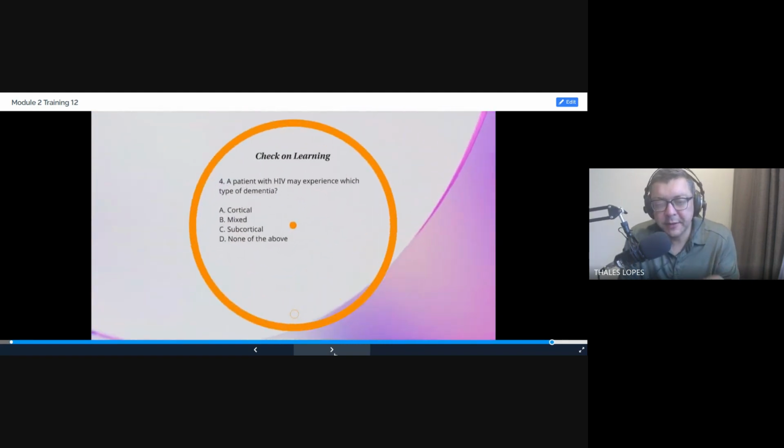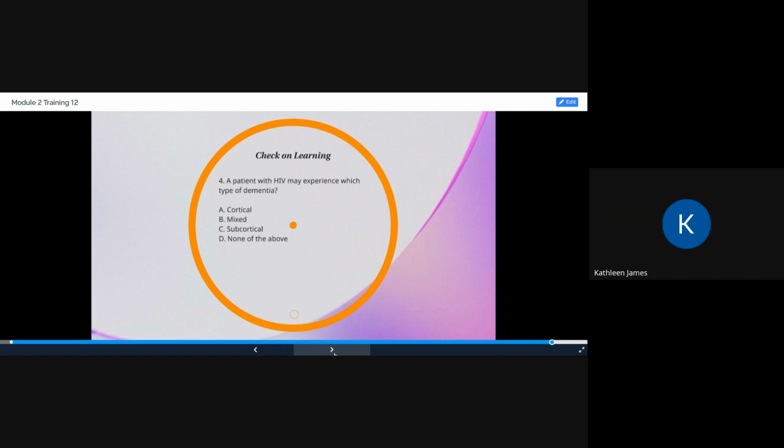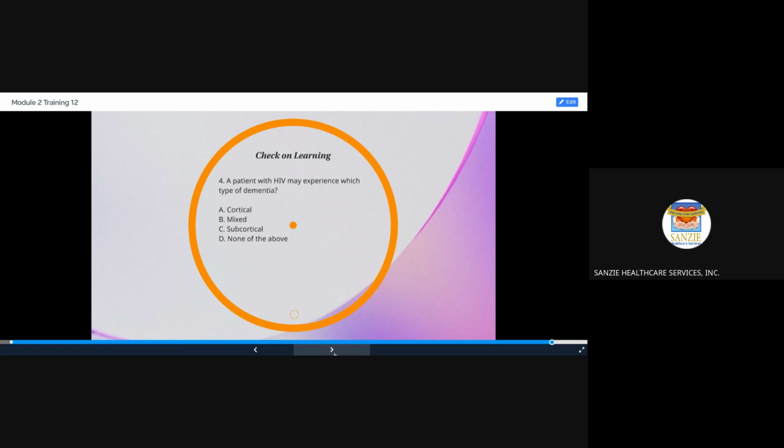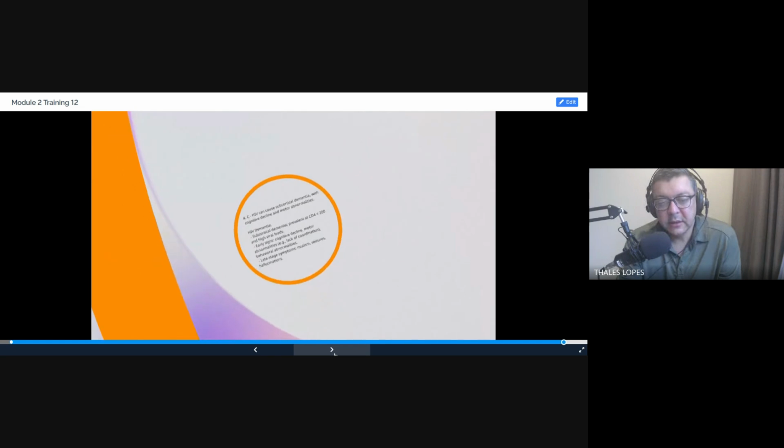It's very rare. So a patient with HIV may experience which type of dementia? Could be cortical, mixed, subcortical, or none of the above. All right, subcortical. You guys are on point.